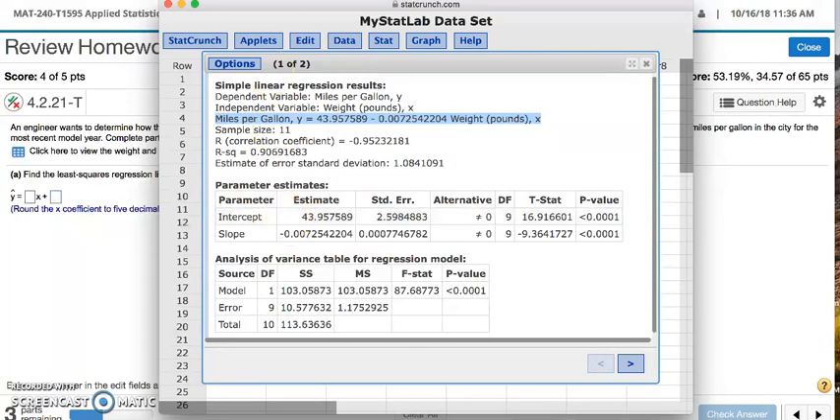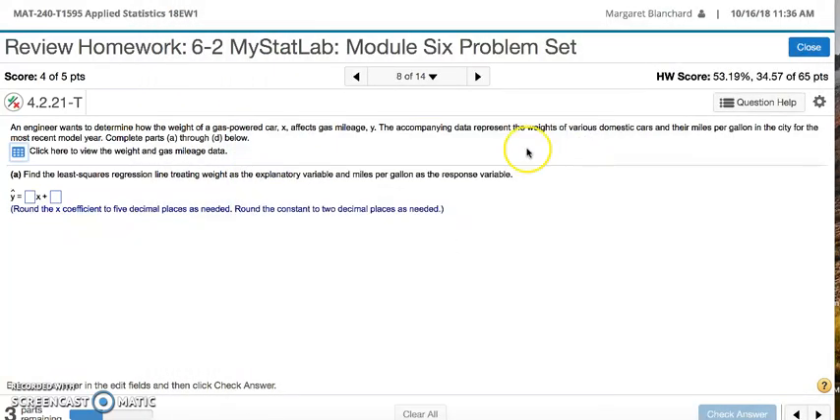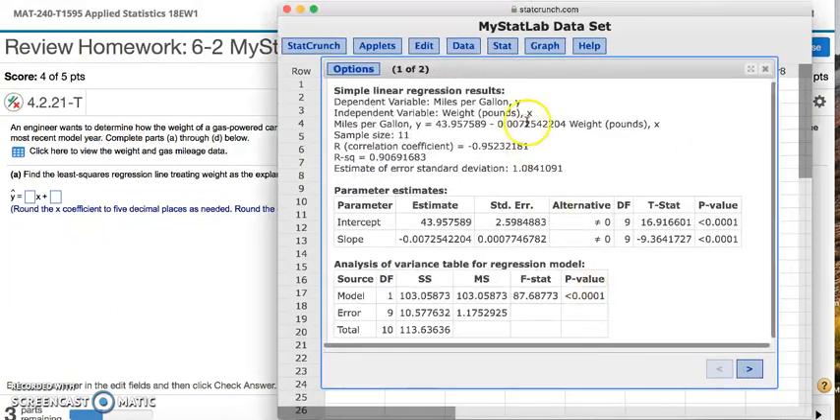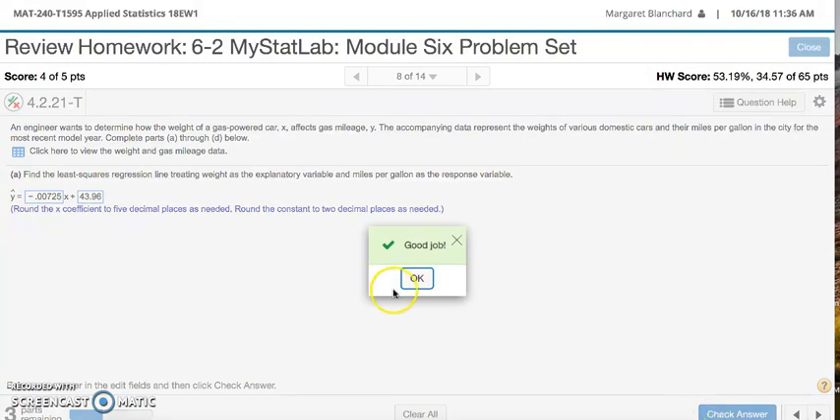So here in this one we need, I believe, 2 decimal places. Okay, so plus 43.96. See, we have 43.95, we just need to round up to 6. So let's plug those in. We have negative 0.00725 and 43.96. Okay.